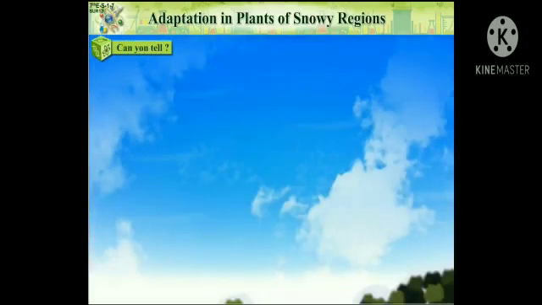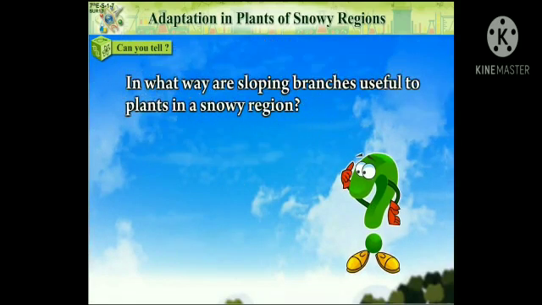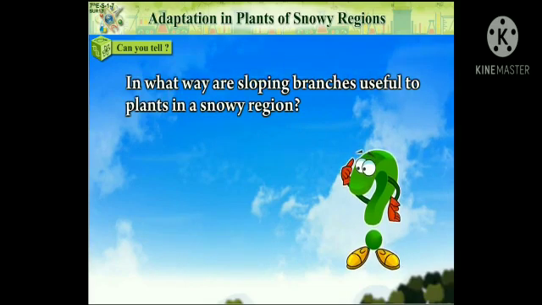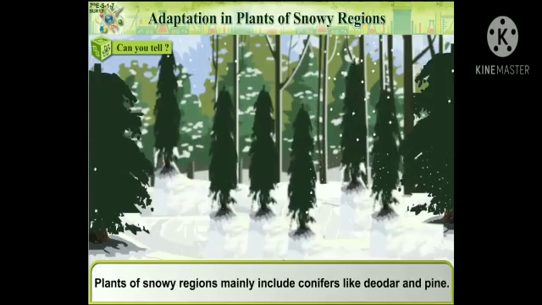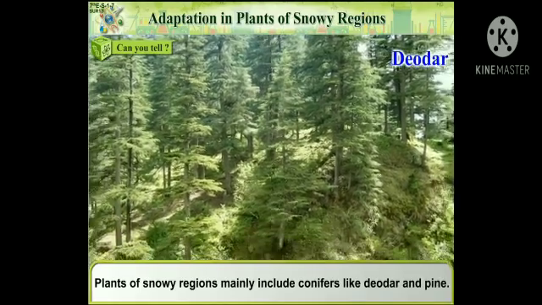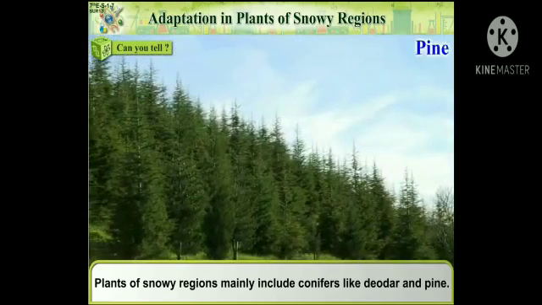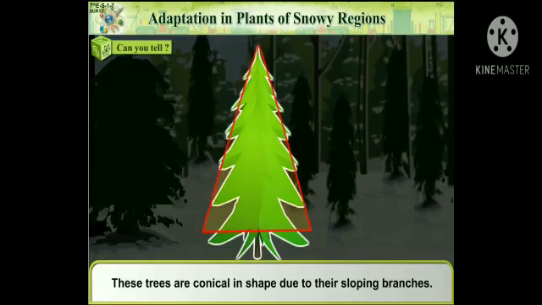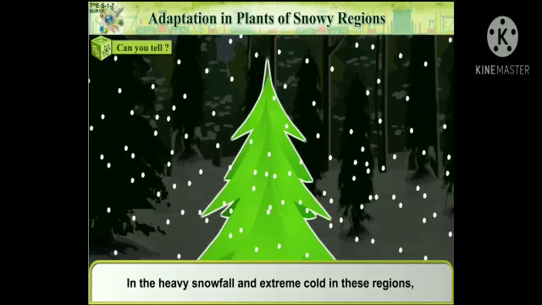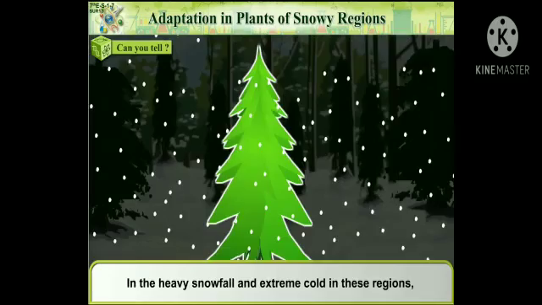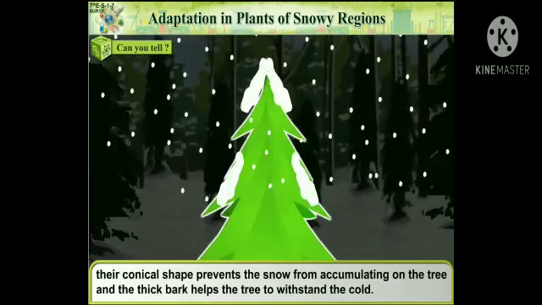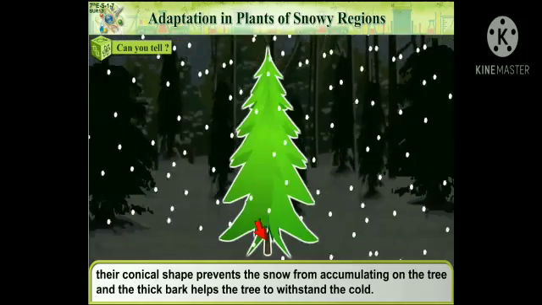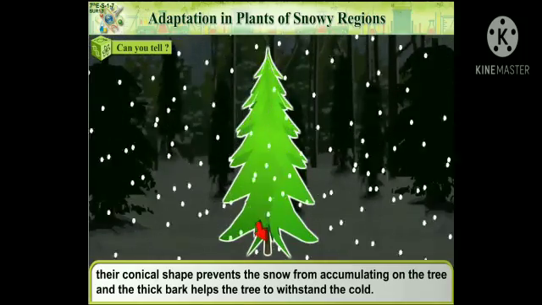Adaptation in plants of snowy region. Can you tell in what way are sloping branches useful to plants in a snowy region? Plants of snowy region mainly include conifers like deodar and pine. These trees are conical in shape due to their sloping branches. In the heavy snowfall and extreme cold in these regions, their conical shape prevents the snow from accumulating on the tree, and the thick bark helps the tree to withstand the cold.